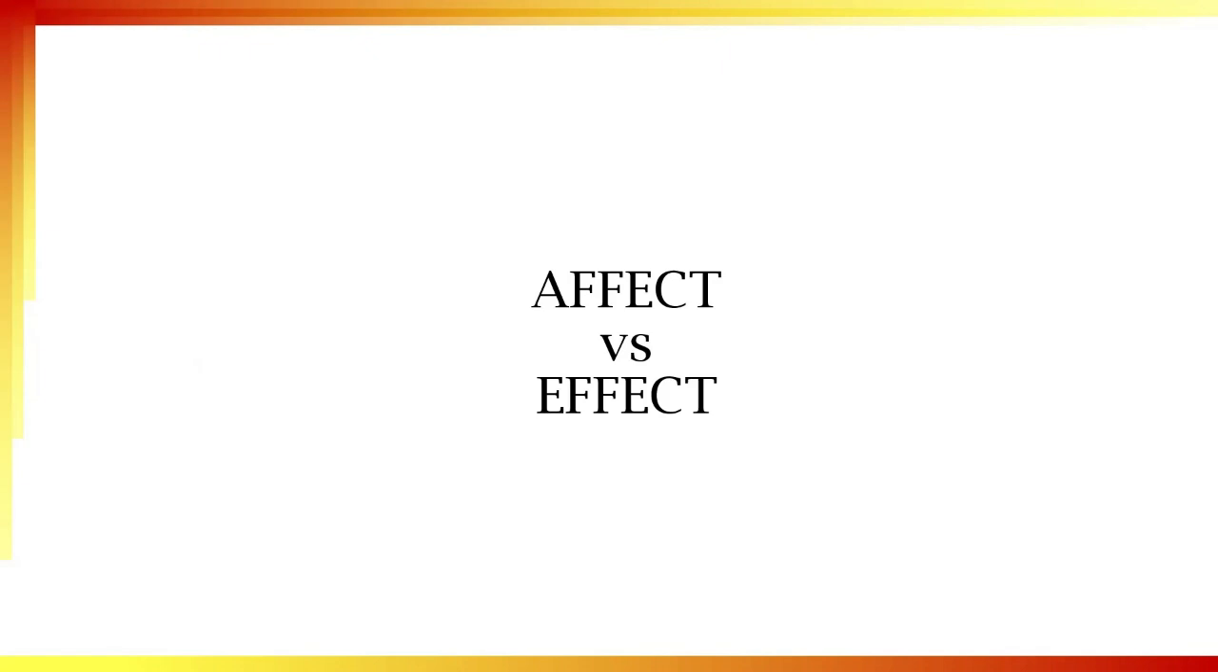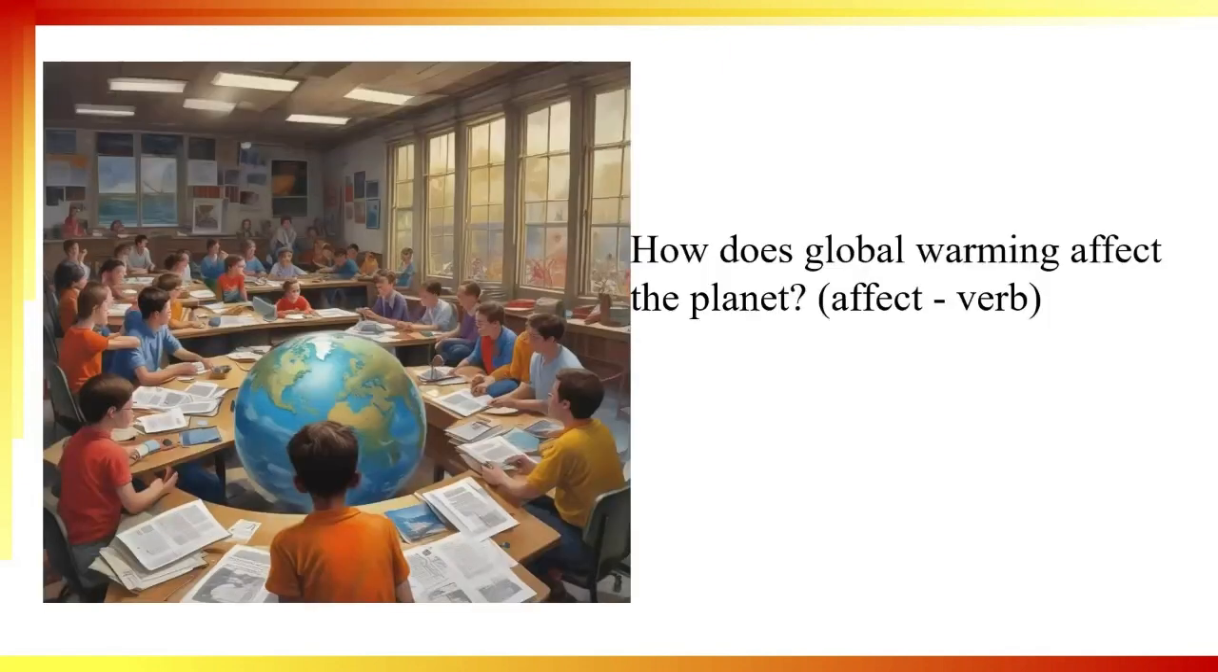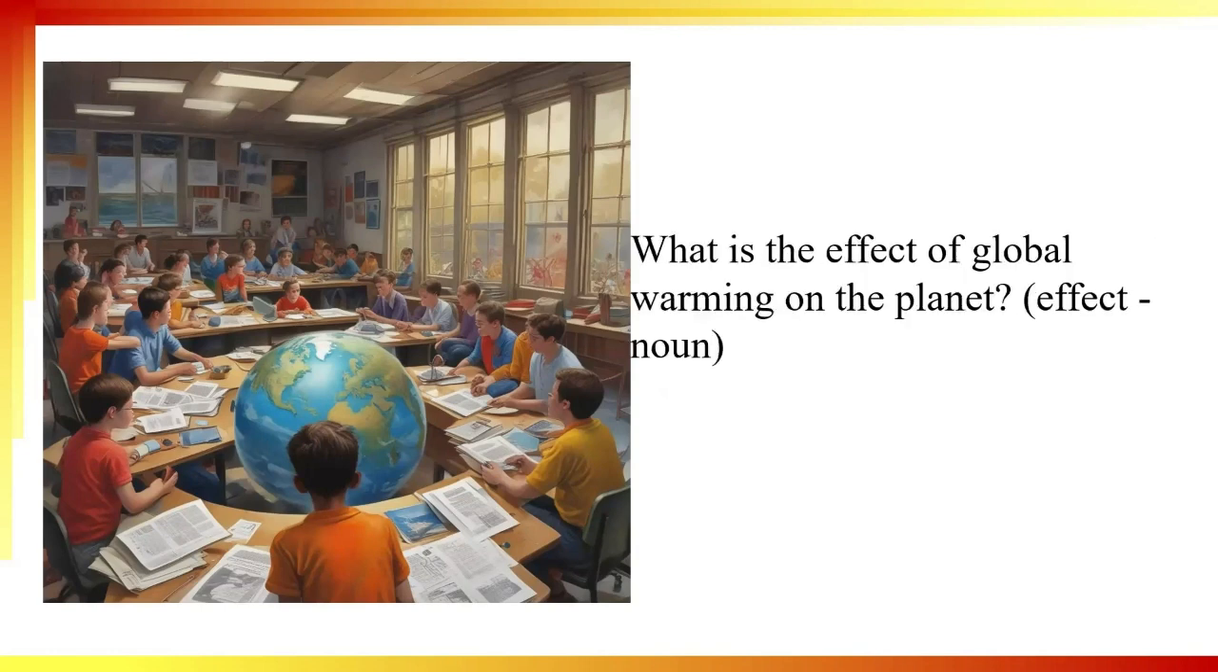Let's understand this with examples. Let's say there's a classroom discussion going on, and the question is, how does global warming affect the planet? Now, here the word affect is used as a verb. Hence, we use affect with an A. But let's say you want to transform the same sentence and you want to use the word effect. In that case, you will have to use the word effect as a noun. So the sentence would be, what is the effect of global warming on the planet? Here, the word effect serves as a noun and not as a verb.